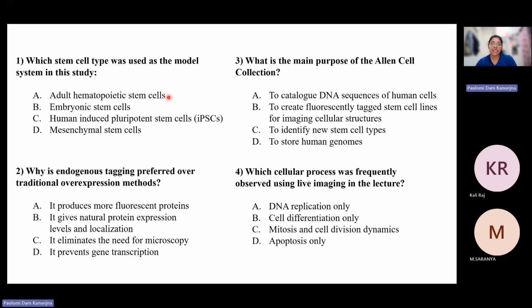Next, which stem cell type was used as a model system in the study? Why is endogenous tagging preferred over traditional overexpression methods? What is the main purpose of this collection, and which cellular process was frequently observed using live imaging? So which is the process that was mainly observed?